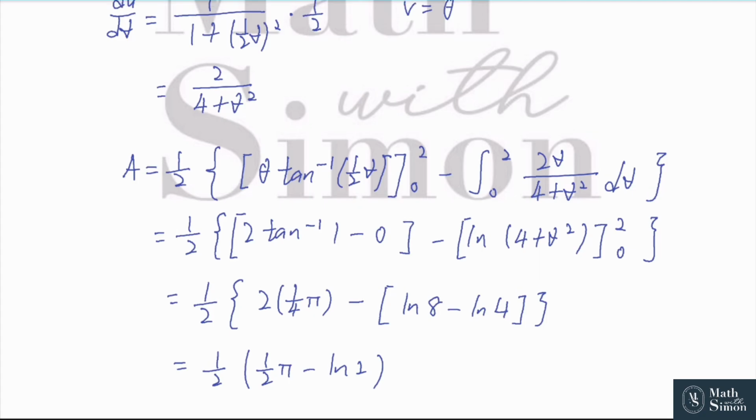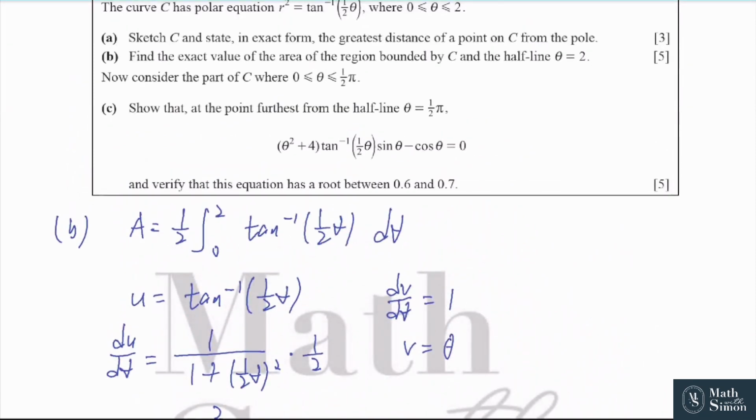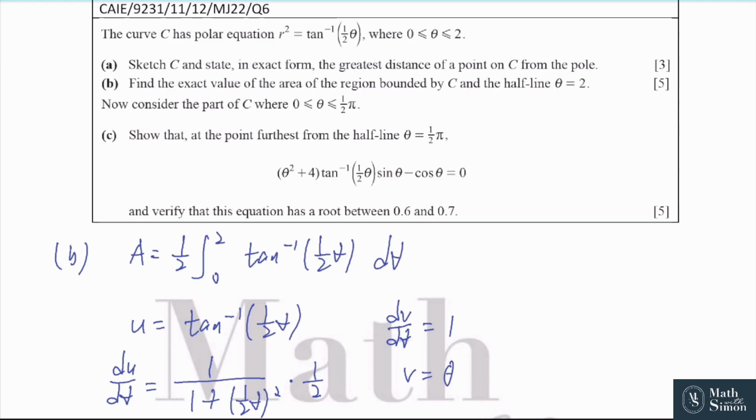Now let us look at the part C. Show that at the point that is furthest from the half line, theta equals 1 over 2 pi. So we know we are going to do this, the dx d theta, and we will get this result here and verify that this equation has a root that is in between 0.6 and 0.7. If you see that here, we have got an r squared. So in the process of our finding the dx d theta, let us look at the next one. So this is our r squared.